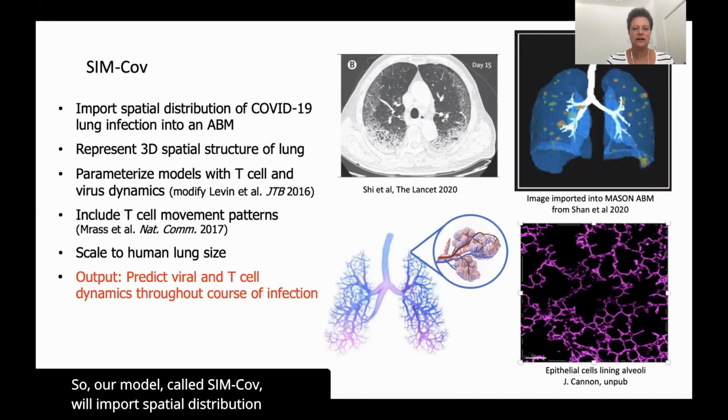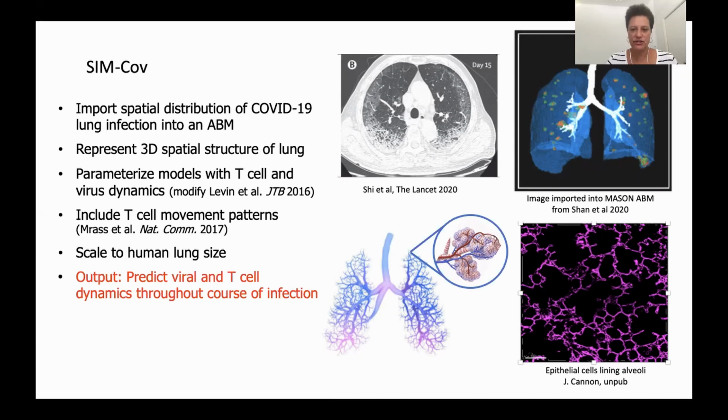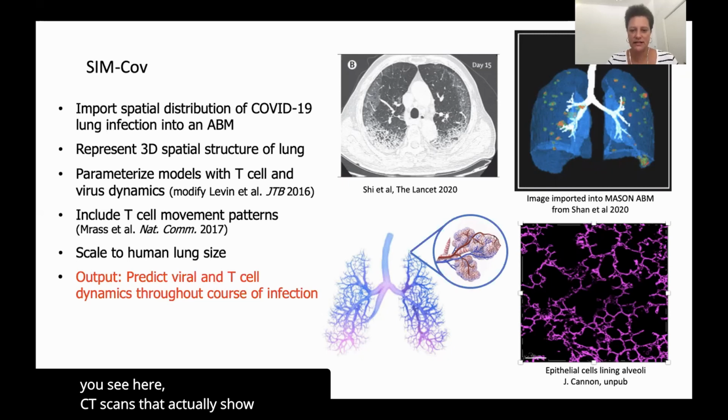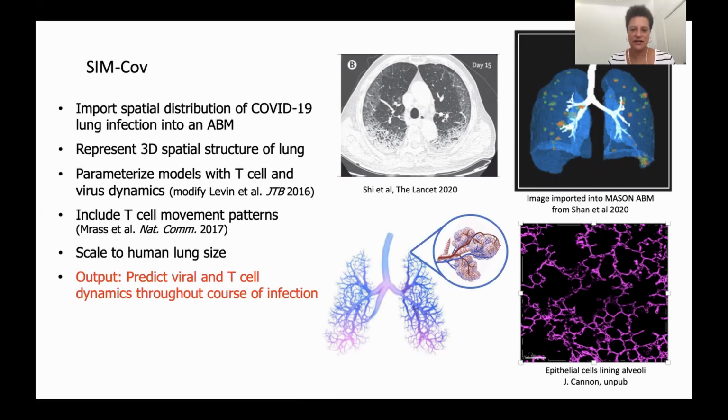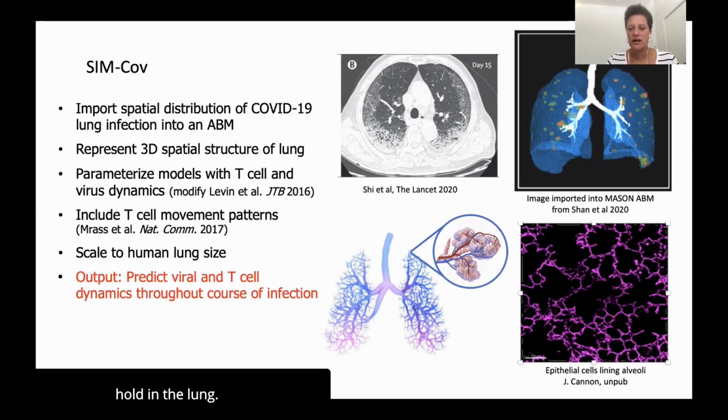So our model, called SIM-Cov, will import the spatial distribution of COVID-19 infection in the lung from pictures like you see here, CT scans that show these white locations where infection has taken hold in the lung. Others have used machine learning to convert those into digital images of sites of infection, which we then import into our agent-based model to seed infection at different points in time.